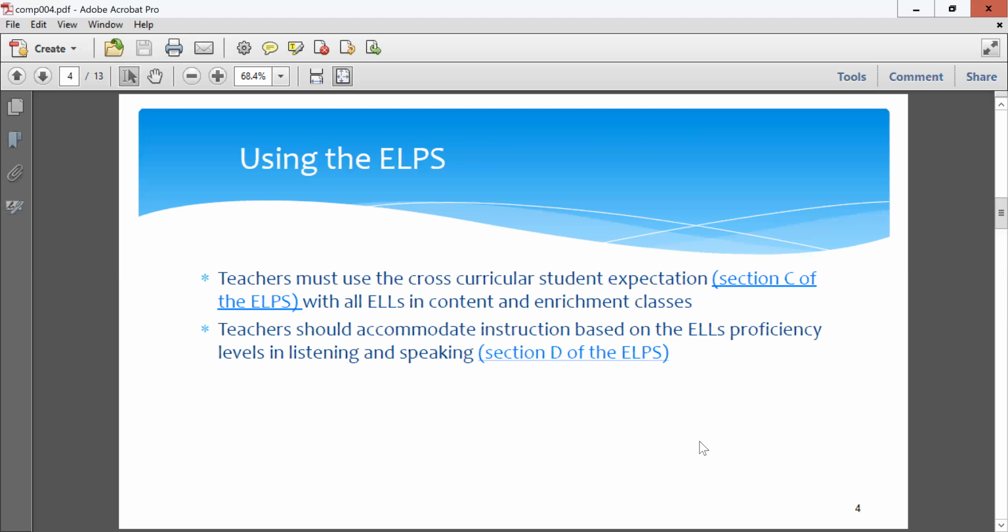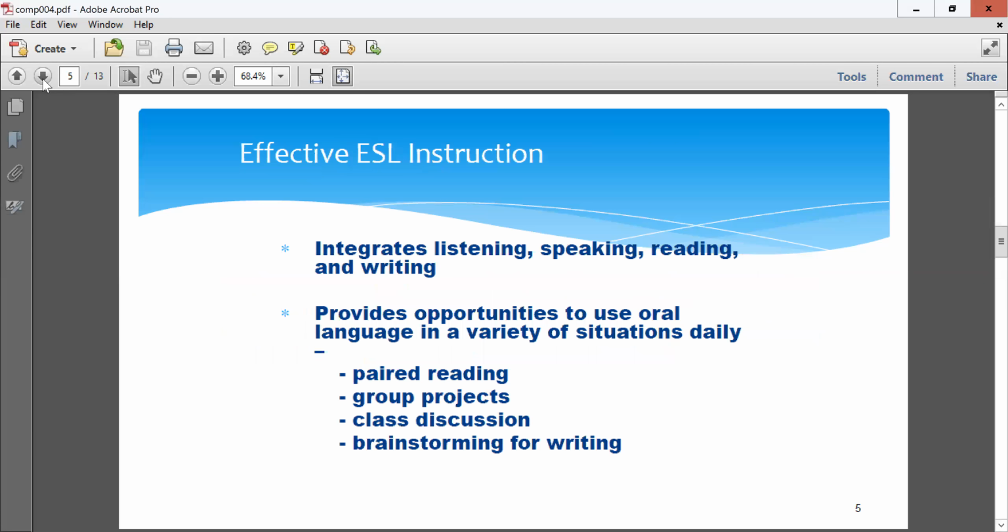And then in section D, there's a proficiency level descriptor that, actually, I'm sorry, it's not a chart, it's narrative in the ELPS that tells you what you can expect from, say, a beginning ELL in listening. What can you expect from an intermediate ELL in listening, and so forth. And so that helps teachers align their instruction with the actual needs of that student in that domain at that proficiency level. So effective instruction does this, and it integrates listening, speaking, reading, and writing.